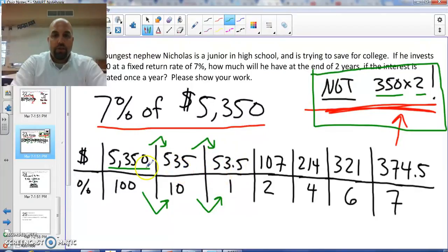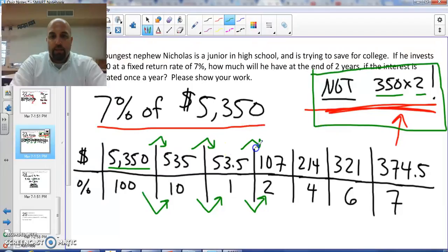Notice again the relationship here between these values, friendly percents. This time I'm looking for 7%. I'm not going to multiply this times 7 because it's a little bit too much decimal multiplication for me right now. So I'm going to instead find 2%. Well, how do I go from 1 to 2? I just double it.